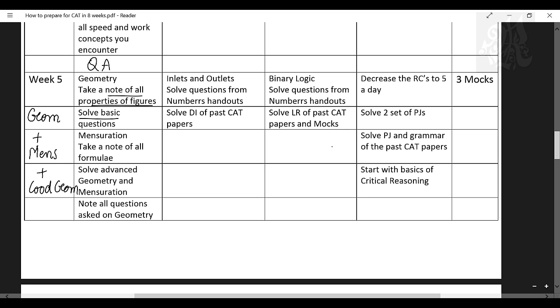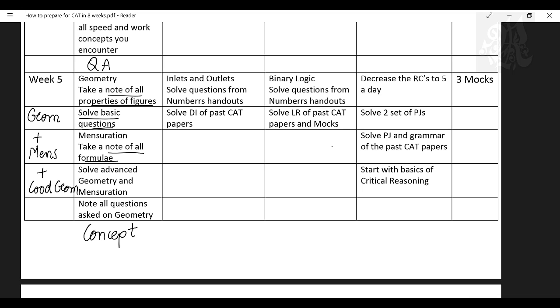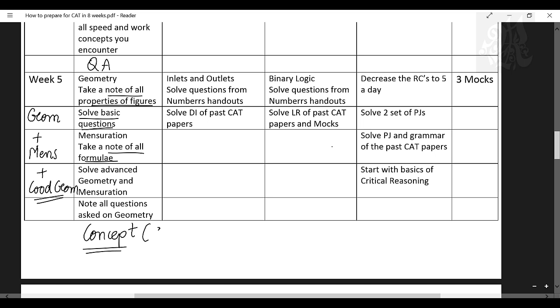When it comes to basics, just solve basic questions for starters, so you know the properties and use those properties in those questions. When it comes to mensuration, you must take note of all the formulas. You must have made a concept book by now, so make sure you know all those concepts in this book. Specifically in geometry, the properties of the figures as well as the formulas. And when it comes to the coordinate geometry part, just do something like the distance formula, all those things. Again, make sure you note all of that in the concept book.